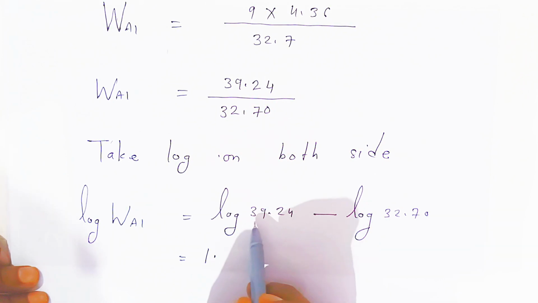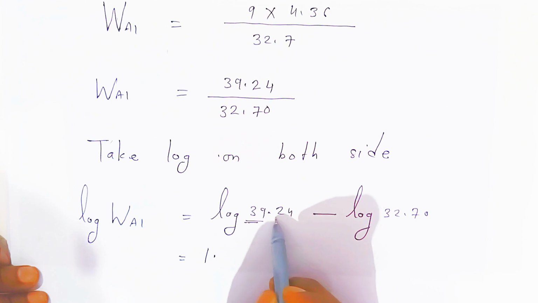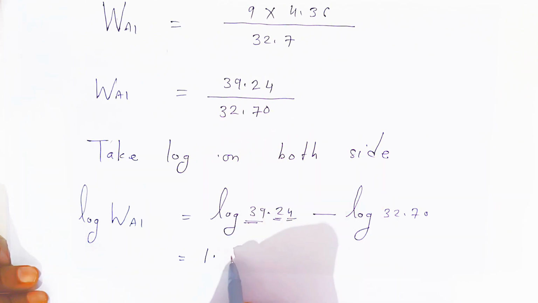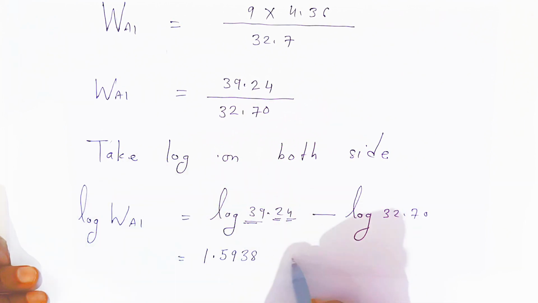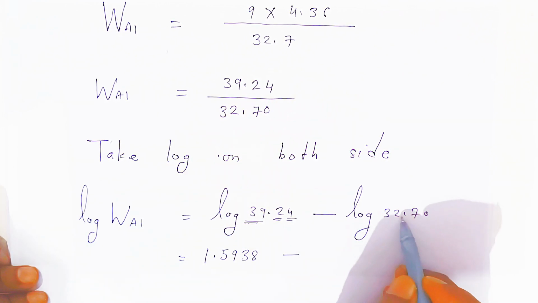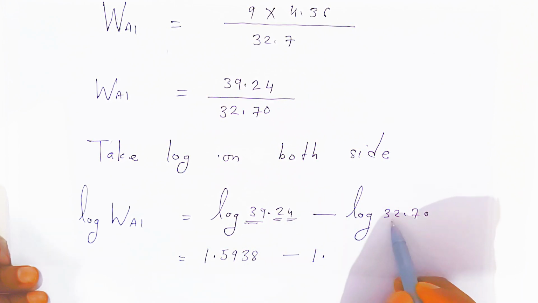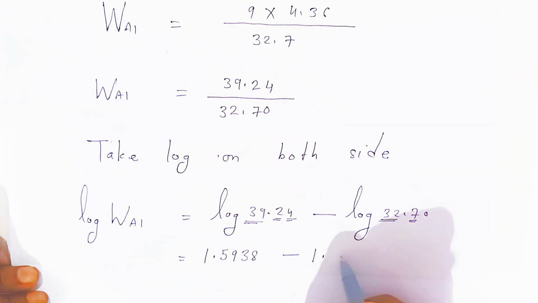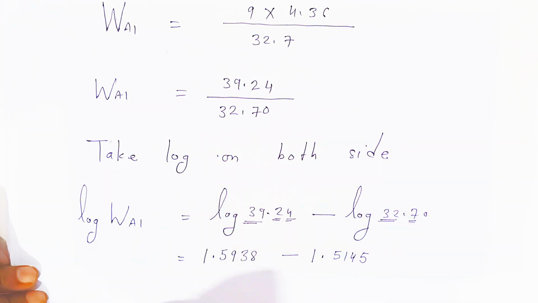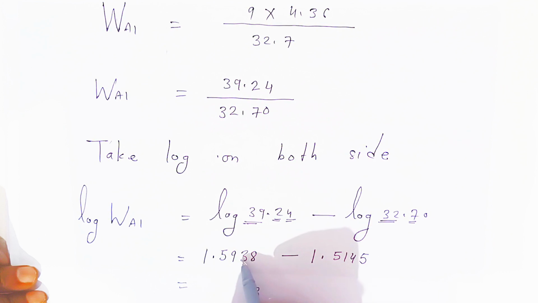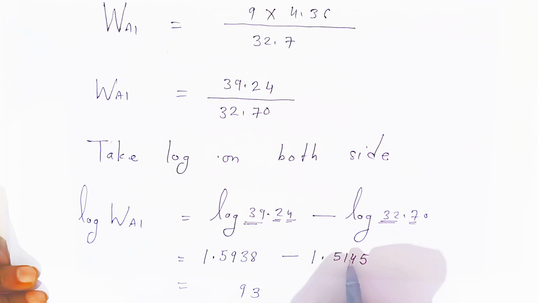Now in log table, students, you will see in 39, in second column, add the mean difference. Fourth, you will find 5938. Understanding, students? Minus will be as it is. Now, students, here also before decimal you have 2 digits. 2 minus 1 will be 1, will be the characteristic. Now, in log table you just go through in 32, in 7th column, you will find 5145. Okay, students. Now when you subtract, what happens, students? 8 minus 5 will be 3. 13 minus 4 will be 9. Here, 8 minus 1 will be 7.